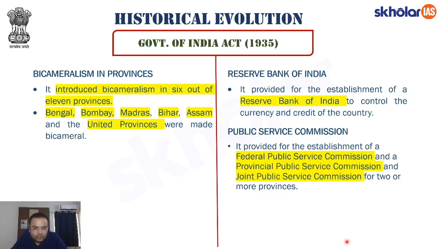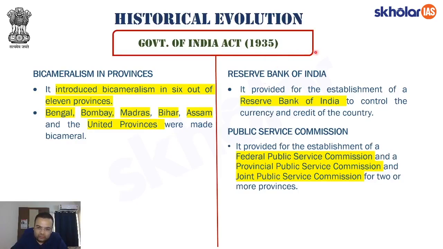That there are now two houses in every province, and these two houses will take the job of legislature over there. It introduced bicameralism in 6 out of 11 provinces. So not all the provinces, but 6 out of 11 provinces. Bengal, Bombay, Madras, Bihar, Assam and United Province were made bicameral. Again, bicameralism means having two houses to legislate, while diarchy means having subjects divided into two categories, transferred and reserved.